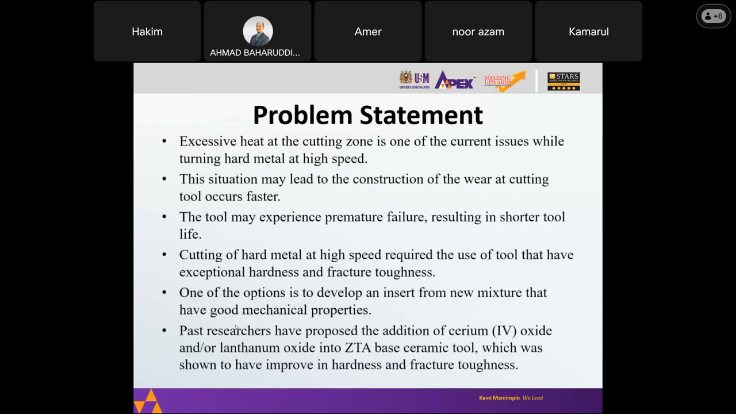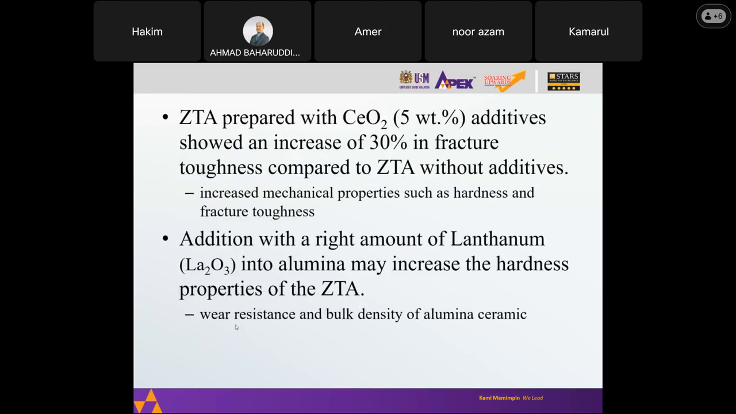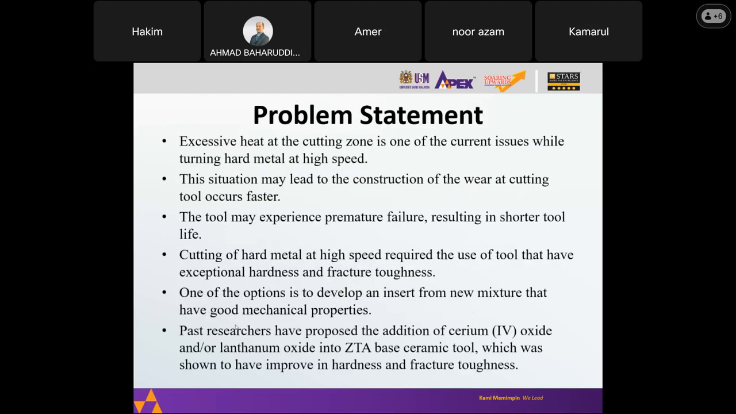Okay, yes, we come to the problem statement. As we know now, cerium oxide has resulted in an increase in the fracture toughness, and lanthanum may result in increasing hardness in the ZTA matrix. So this is the problem statement. The excessive heat at the cutting zone is one of the current issues while turning hard metal at high speed. This situation may lead to the wear at the cutting edge occurring faster.